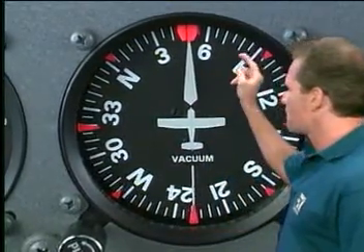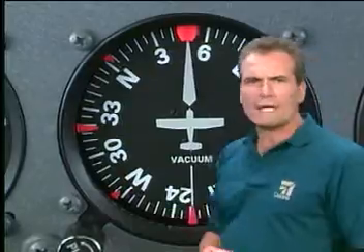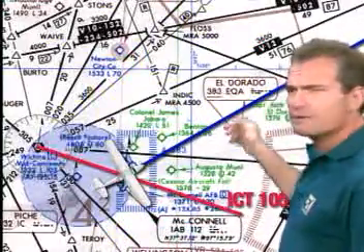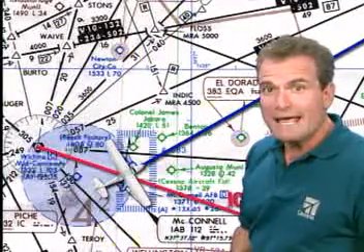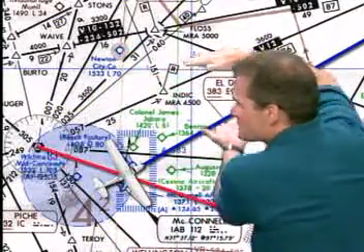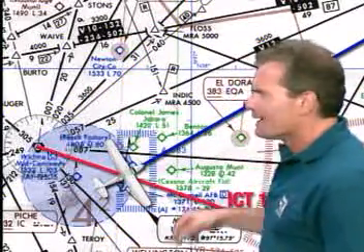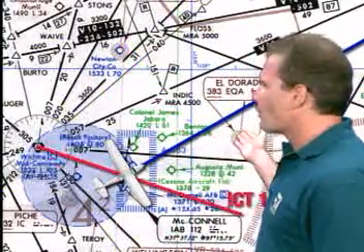ATC's last vector and your current heading is 050 degrees. Okay then, does 050 degrees look like a good heading to intercept Victor 12? Being the crafty instrument pilot that you are, you're correctly saying, no, probably not. Although that heading is in the right direction, it only makes a 7-degree intercept angle with the airway radial of 057. With that small an intercept angle, crosswinds might blow you further away from it.